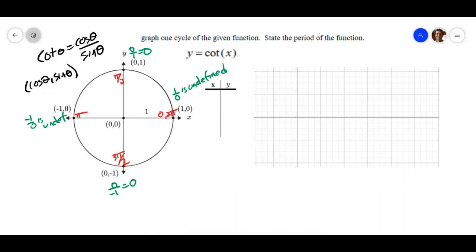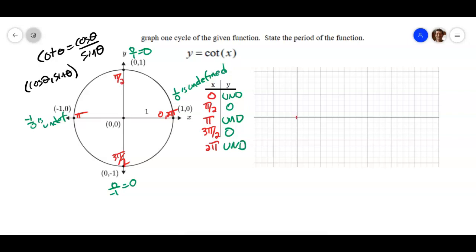Now, in plotting these points, the x value is actually representing the angle. So these are our red markings. This is 0 and pi halves and pi, 3 pi halves and 2 pi. And the y values are the values of the function which we've worked out for cotangent in green. So this is undefined, 0, undefined, 0, undefined. It's not a lot to work on.